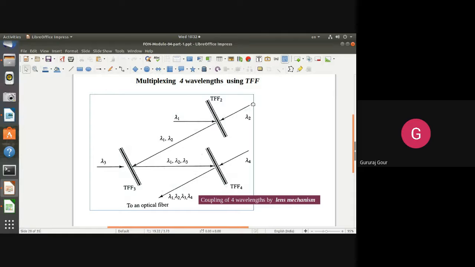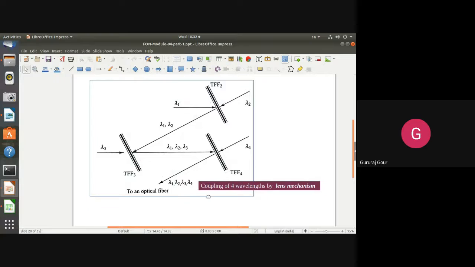In this way, TFF can be used for coupling four wavelengths by the lens mechanism. This is known as the lens mechanism. You are using TFF here as a lens. You are adding all the individual wavelengths, trying to focus them, meaning multiplexing them. It is something like focusing multiple light wavelengths into a very sharp spot, by which you can burn paper. You focus, merge and multiplex in this way.